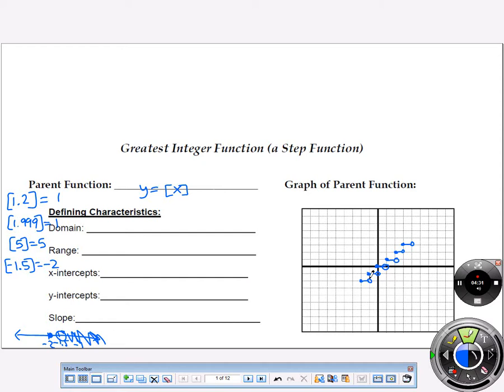All right, and so on your green door, we also want to include domain and range. So what would the domain of this function be? What are we allowed to plug in?